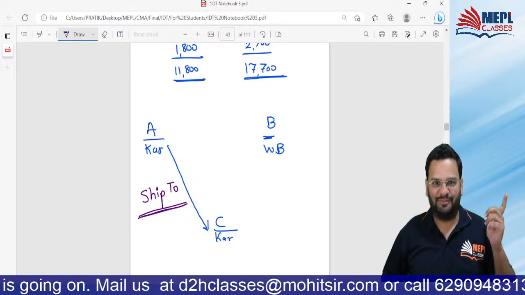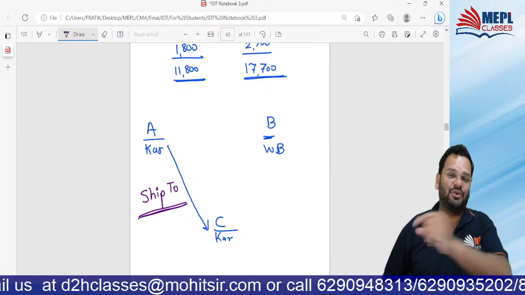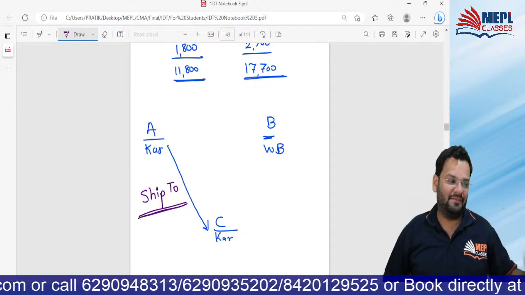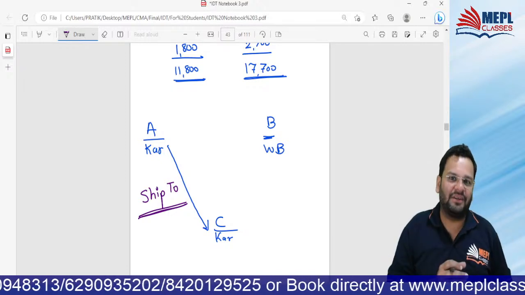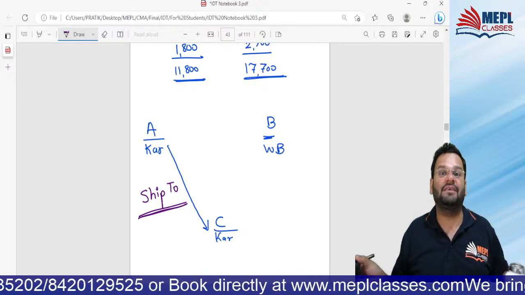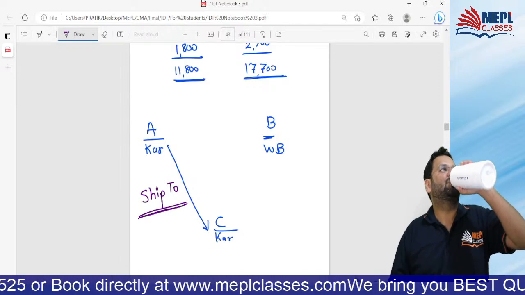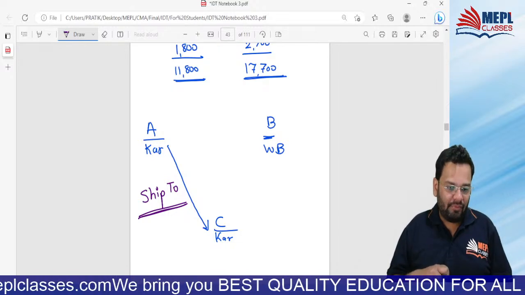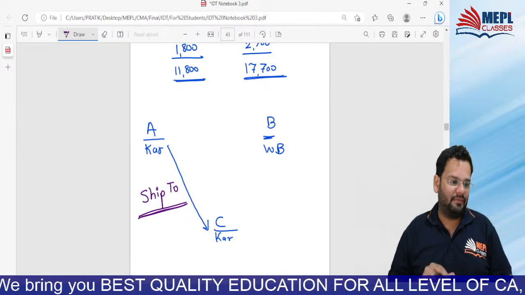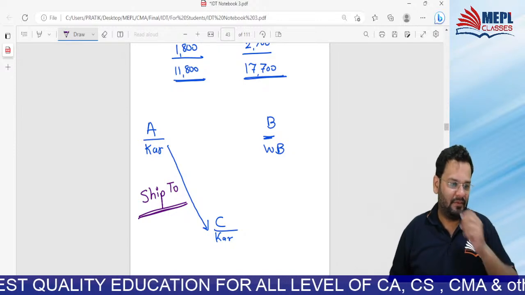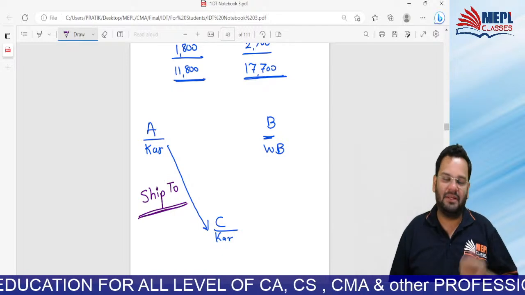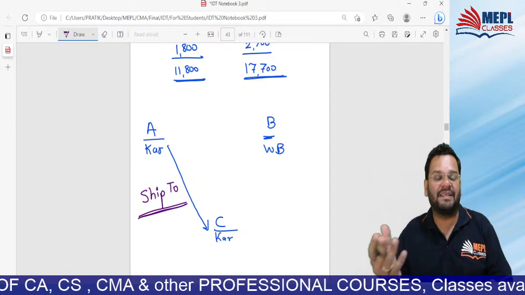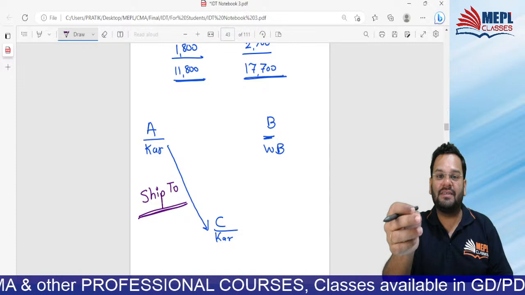Guys, yes or no? Tell me now. Did you understand that A is shipping to C? I compulsorily want this answer from you, guys, only in yes or no form. That much I am expecting from you. Simple expectation: did you understand the meaning of ship to?